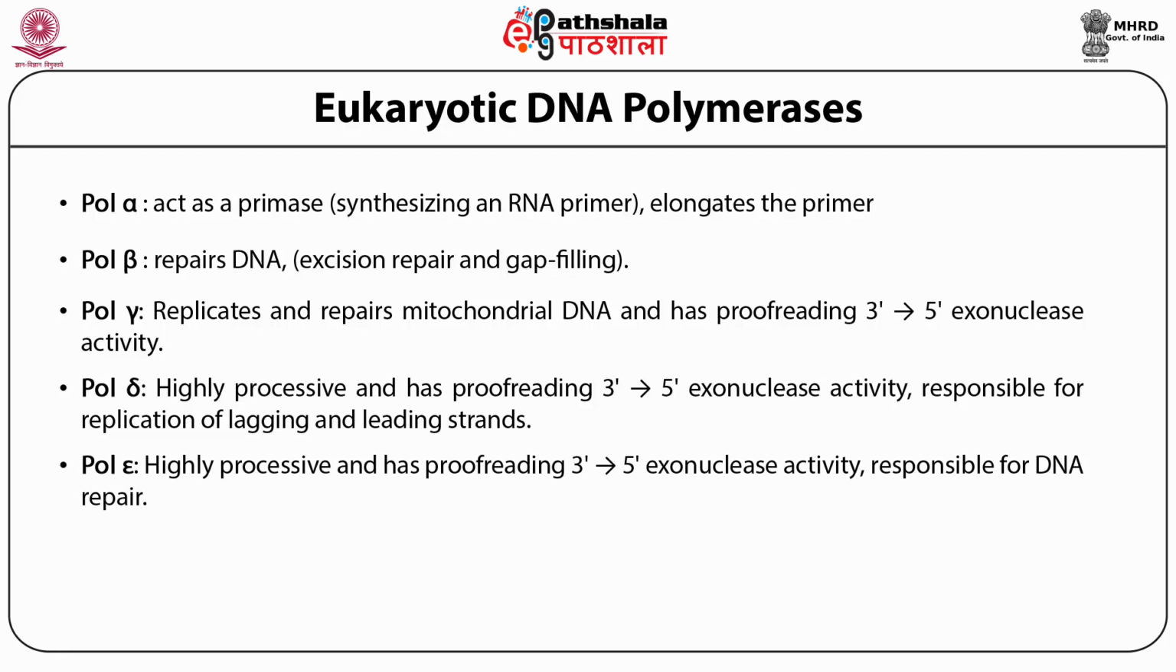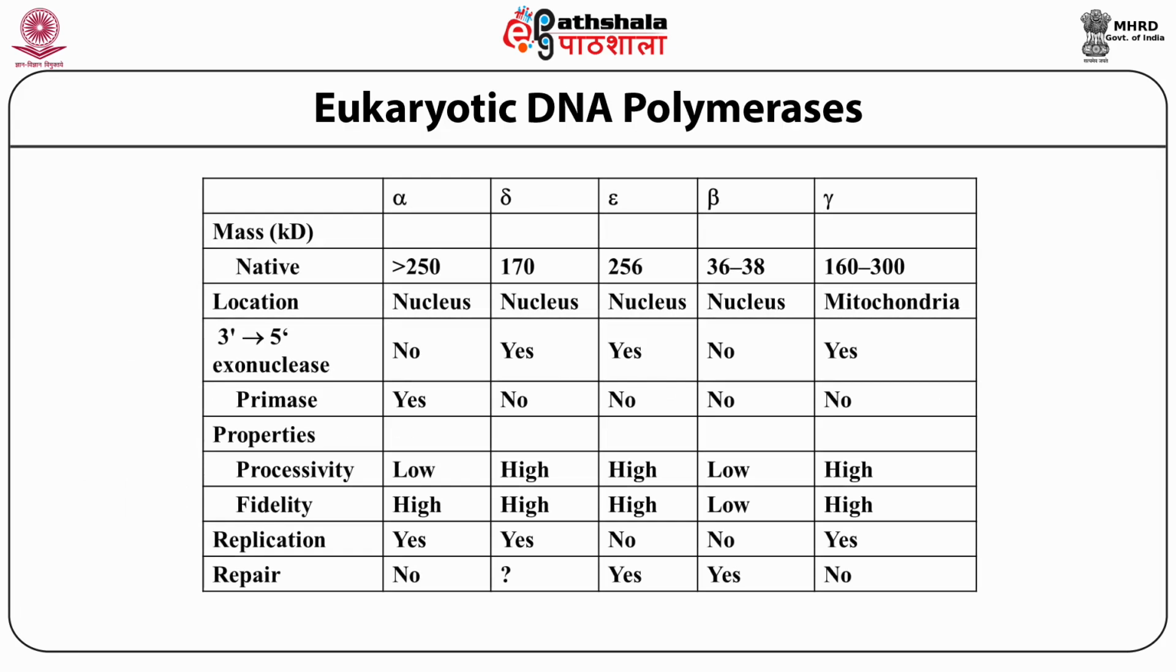DNA polymerase epsilon. This is also highly processive and has proofreading 3' to 5' exonuclease activity. This is responsible for DNA repair. It was also speculated that because of its high processivity, DNA polymerase epsilon might also help in regular replication. However, research is still on and we do not know the exact role of DNA polymerase epsilon in regular DNA replication.